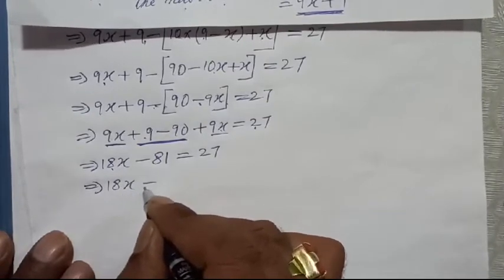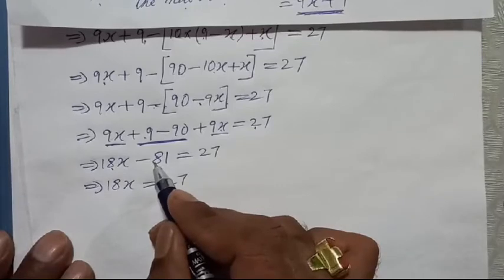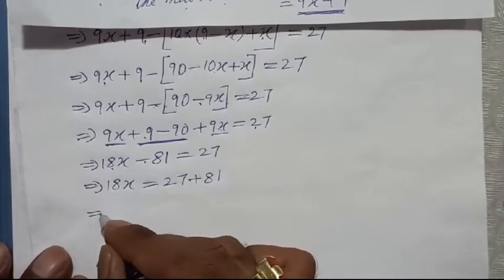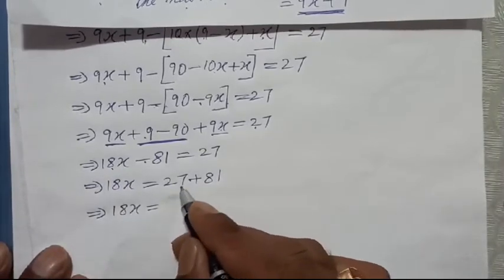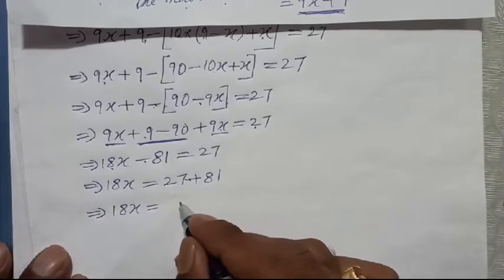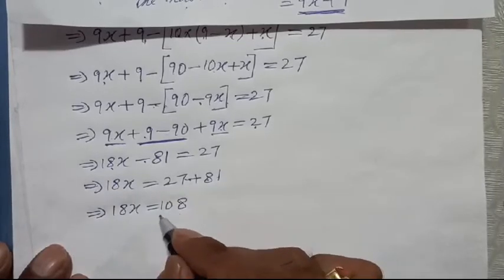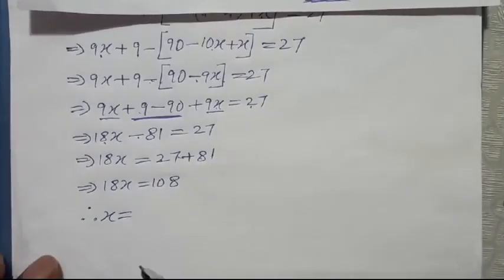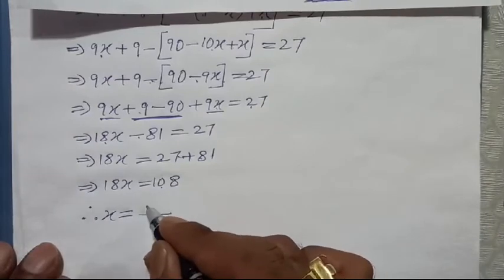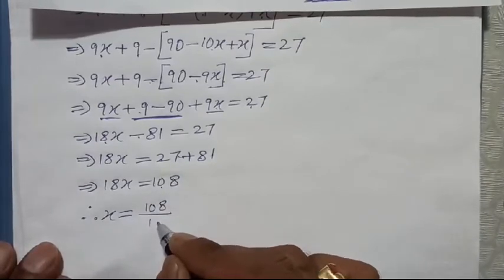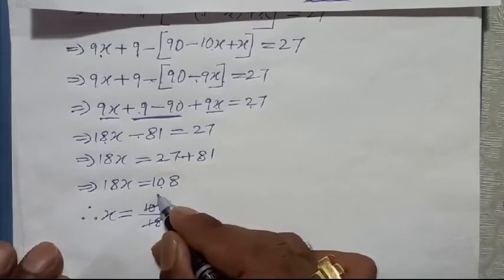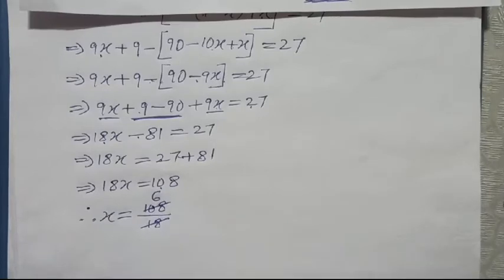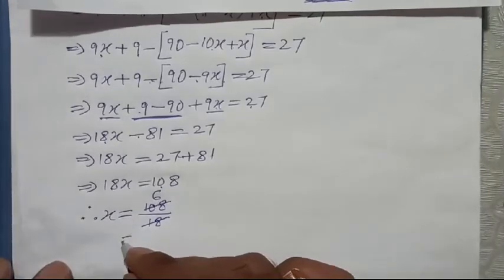18x is equal to 27. Minus 81, if we transpose to the other side, this minus will change to plus 81. So 18x is equal to 27 plus 81. If we add together, 7 plus 1 is 8, 2 plus 8 is 10, 108 we are getting. Therefore x is equal to 108 divided by 18. If 18 divides 108, we will get 6. 6 times 8 is 48, 4 carry, 6 times 1 is 6 plus 4 is 10. So x is equal to 6.